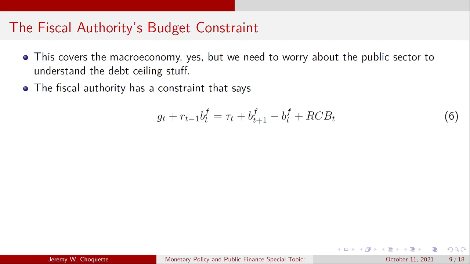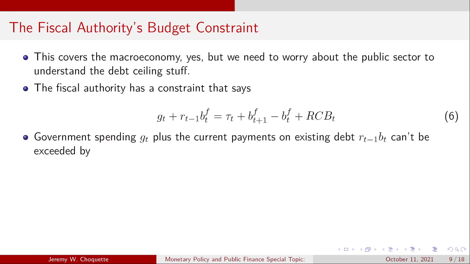Well, the fiscal authority has its own constraint, right? Because every single period, the government, they want to spend stuff, they have a constraint. There's no such thing as unconstrained borrowing. So this is their constraint. It's GT plus R_{T-1} times B_T^F, F for fiscal, right? So the fiscal authority is issuing these. They're public bonds. So what they spend plus what they service on the existing debt, that R_{T-1} times B_T, is equal to taxes plus bonds they take out today for tomorrow minus bonds from today plus this RCBT.